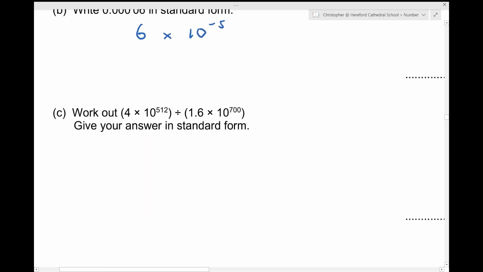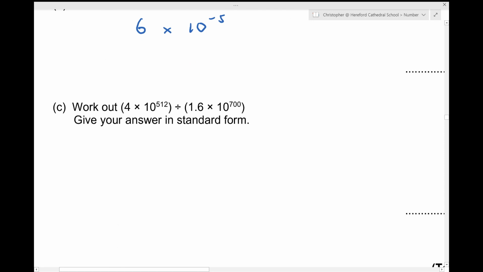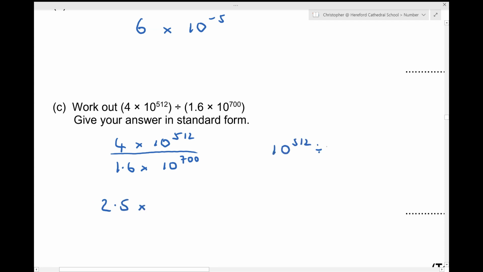Now work out the answer to this, giving your answer in standard form. Here's one you can't do with a calculator, or not so easily. So we've got 4 times 10 to the power of 512 divided by 1.6 times 10 to the power of 700. Well, 4 divided by 1.6 is 2.5, and 10 to the power of 512 divided by 10 to the power of 700, well, when you divide, you subtract the indices, so that is going to give me 512 minus 700. It's minus 188. So there is my solution, and it is in standard form.